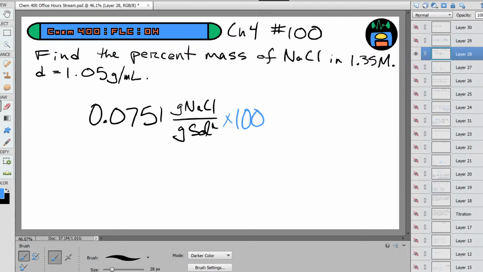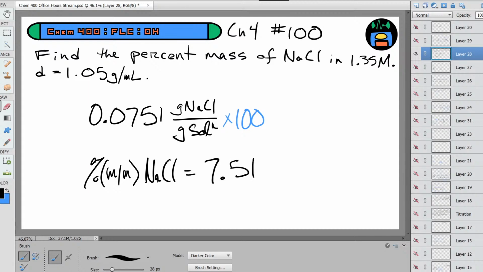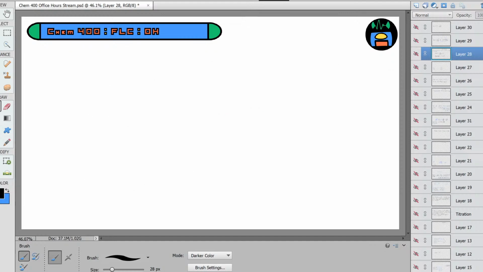All right, so times 100 gives us a percent mass. Sodium chloride is equal to 7.51%. All right, and that is how you do problem 100 from the chapter 4 practice homework.